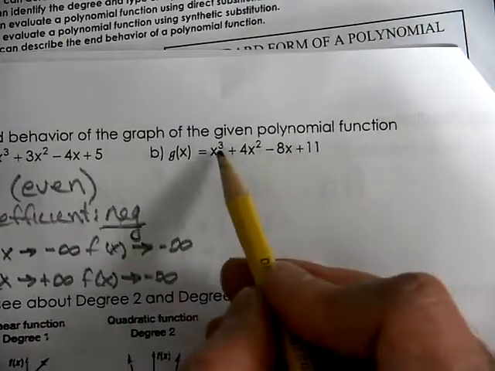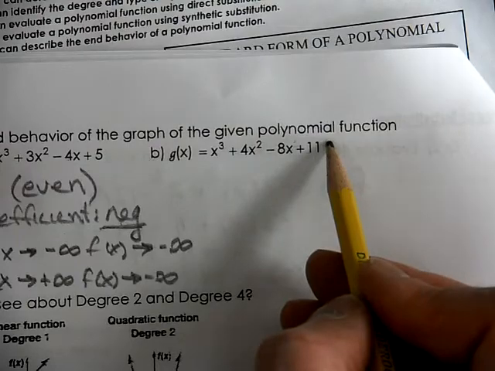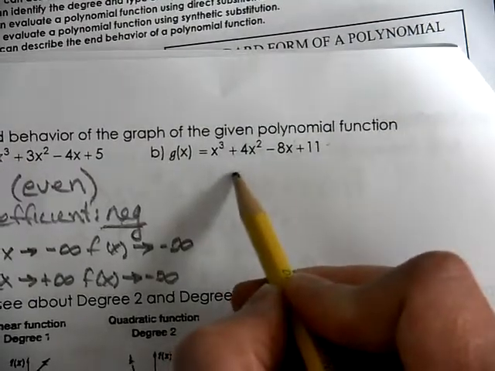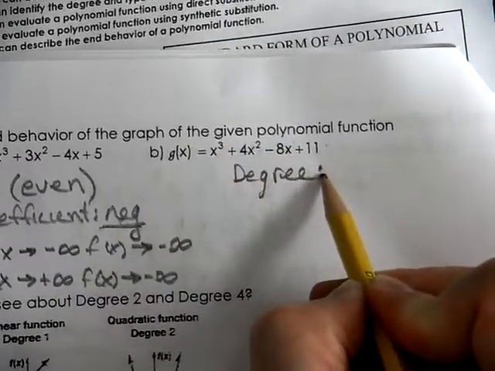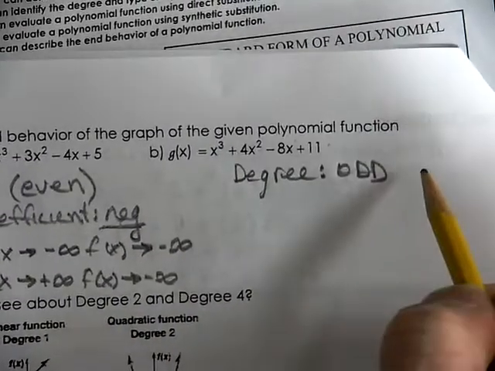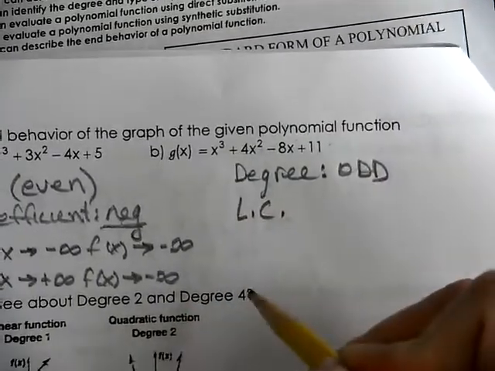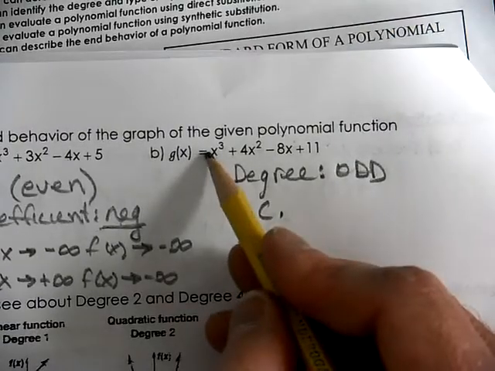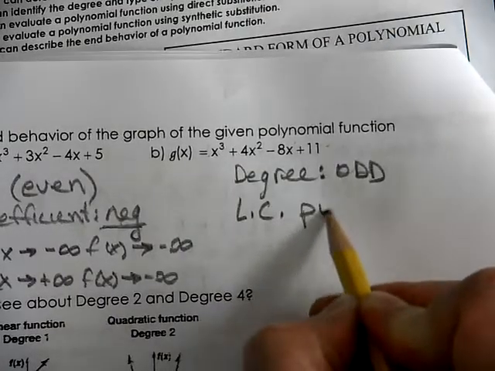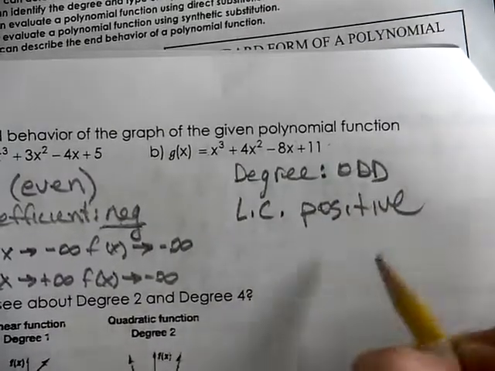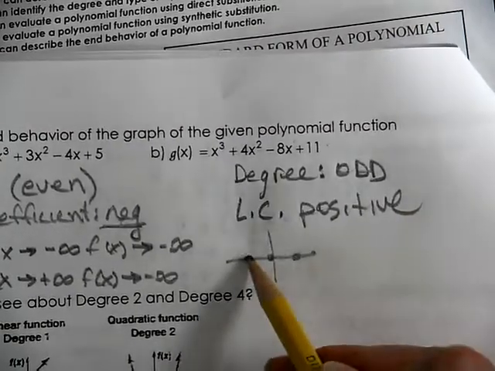Here we see that it's written in standard form, 3, 2, 1, and your constant. So we see that the degree, more important than the 3, the more important is that it is odd. And the leading coefficient, more important than it just being a 1, what we need to know is that it is positive. That means this graph could cross 3 times. We'll talk more about that in the future.